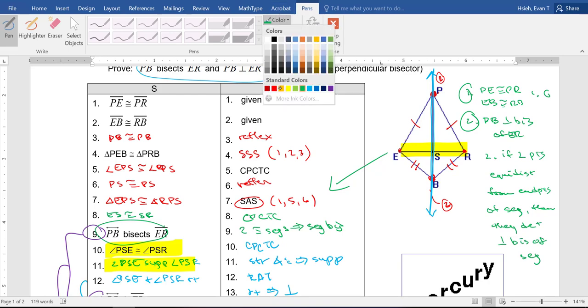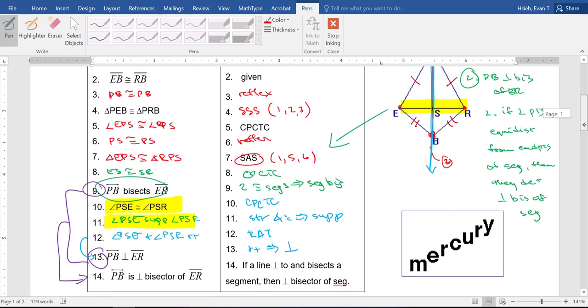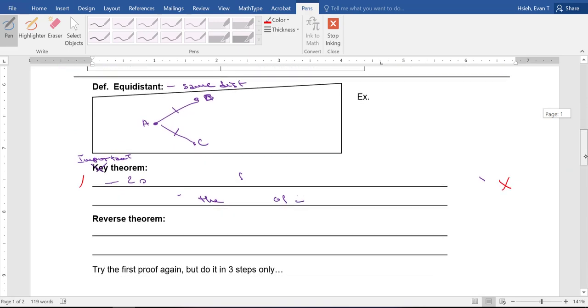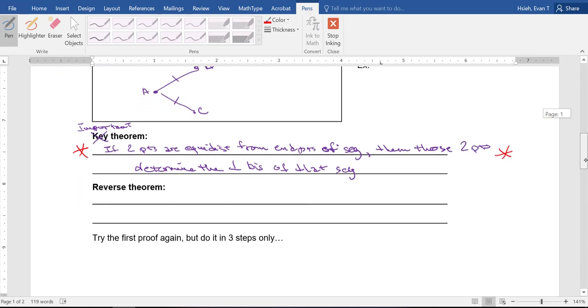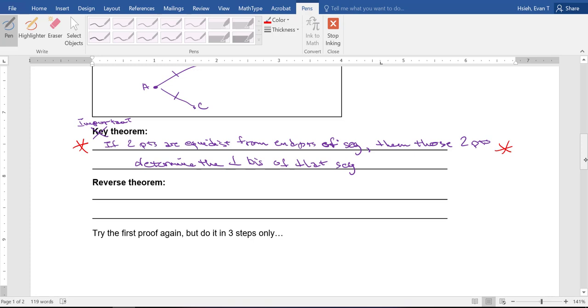There is a corollary to that theorem, and I'm just going to call it the reverse theorem. Basically, it is if a point is on the perpendicular bisector, then that point is equidistant from the endpoints of the segment.